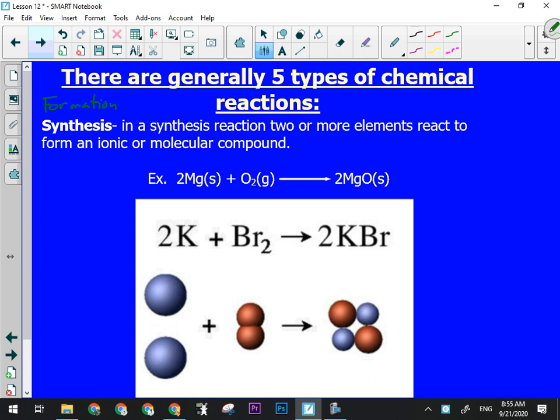It's the only reaction type we deal with where we only have one product, so it's easy to identify. It's also the only reaction type where the reactants would be two elements. In all the other reactions it's different. It's the only one that starts out with two elements as the reactants.